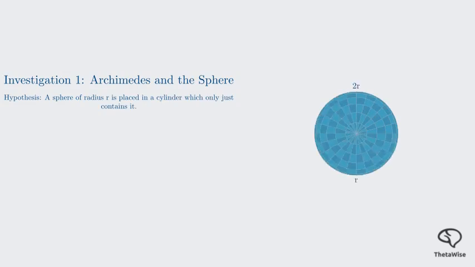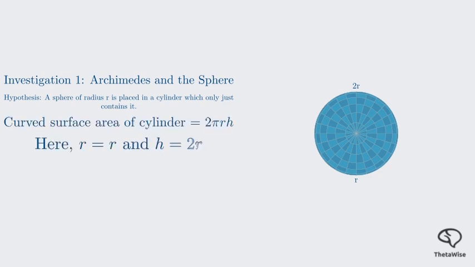The first part of the investigation asks us to find the area of the curved surface of this cylinder. Remember our cylinder surface area formula, 2πrh. For this cylinder, the radius is r and the height is 2r. So the curved surface area is 2πr times 2r, which simplifies to 4πr squared. This is a very significant result.